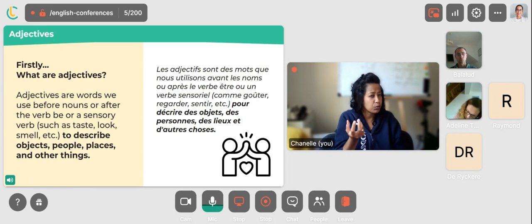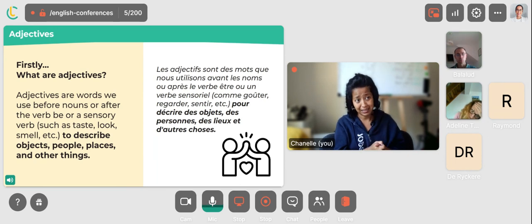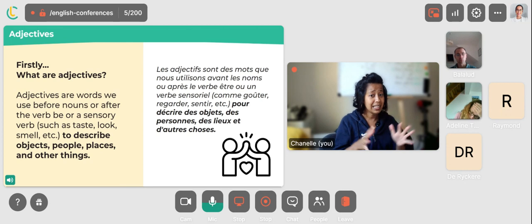Comment est-ce que vous vous sentez? Mais en anglais, on utilise les 5 sens. Taste, look, smell, sound, and feel. So those are real verbs, and they are called sensory verbs. So we use these also to describe objects, people, places, and other things. So we need those adjectives.